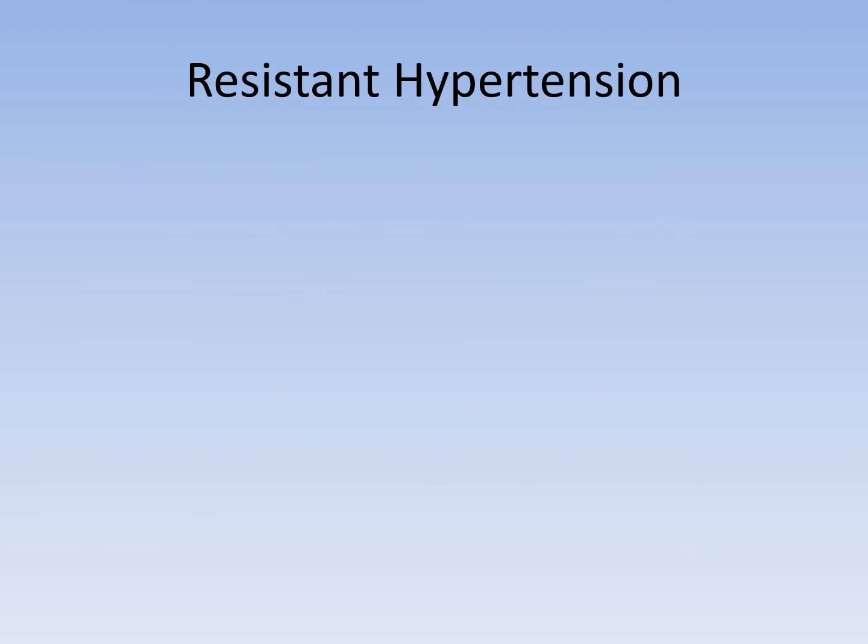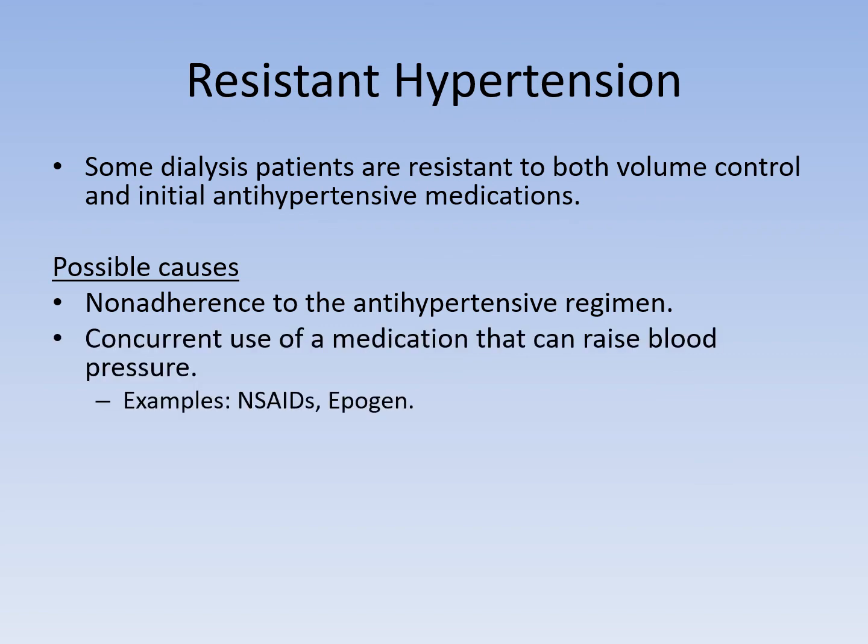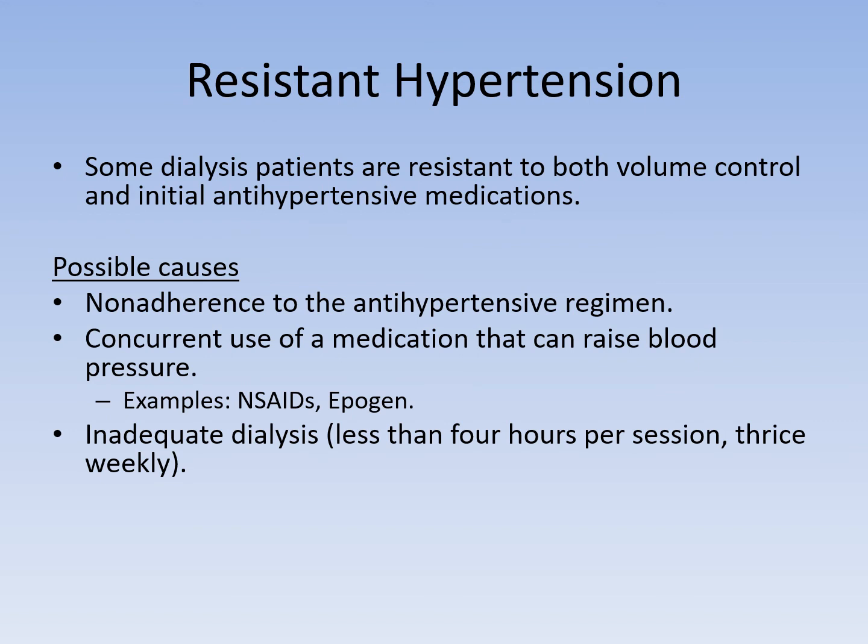Some dialysis patients have what we call resistant hypertension. No matter what we do, their blood pressure always remains high. Some possible causes include non-adherence to their antihypertensive regimen or to a low sodium diet. Concurrent use of medications that can raise blood pressure. Again, non-steroidals can do it. Epogen like Mircera can do it. Inadequate dialysis. Basically, some people just need more dialysis or longer dialysis sessions to achieve optimal blood pressure control.